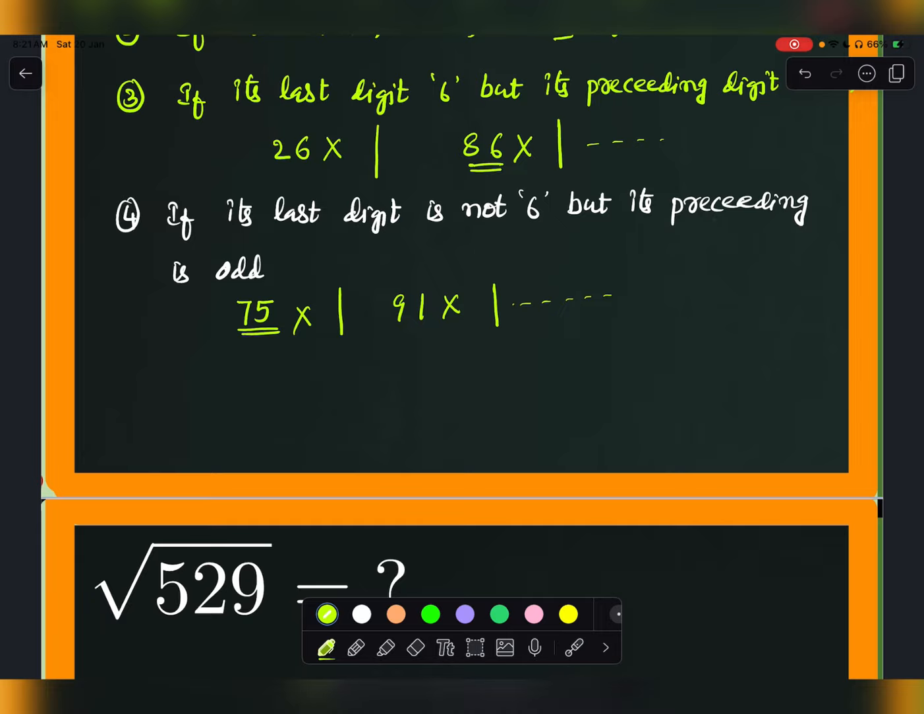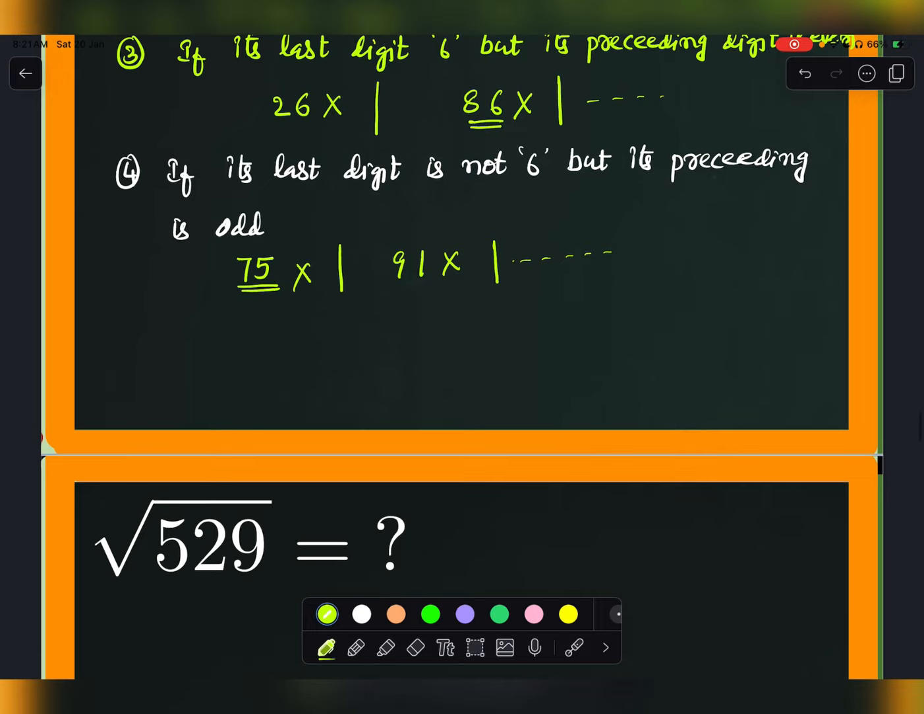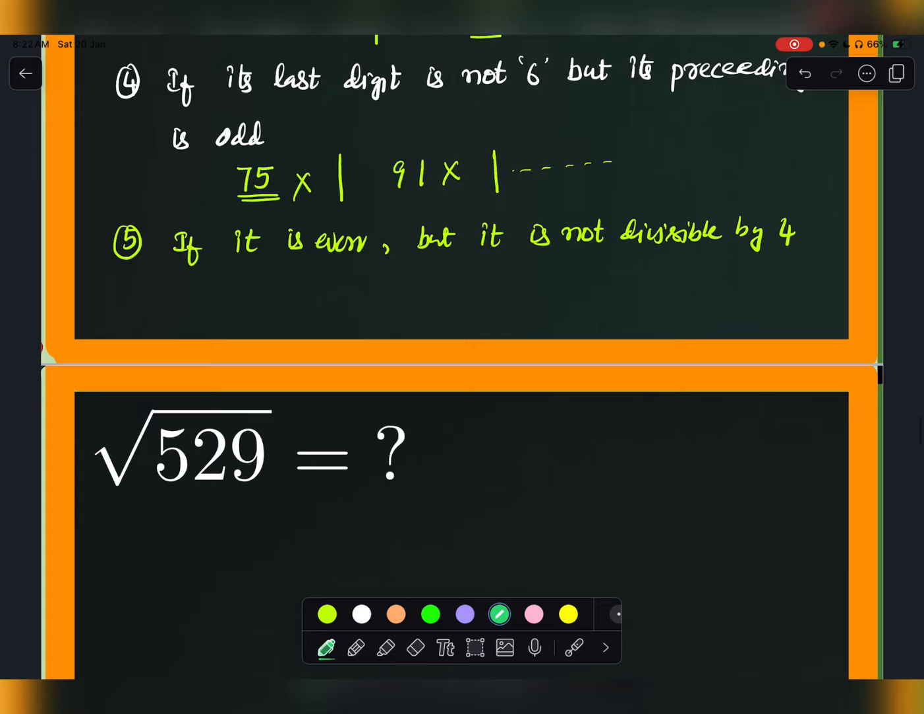And finally, if a number is even and its last two digits are not divisible by 4, in such a case also that number cannot be a perfect square.